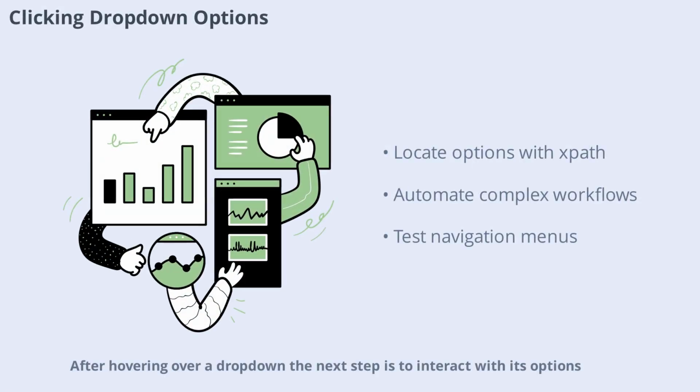After hovering over a dropdown, the next step is to interact with its options. Selenium allows you to locate the desired option using locators like xpath and then perform a click action. This sequence is common in scenarios where selecting an option triggers further actions or navigation. By chaining these actions, you can automate complex workflows that involve multiple user interactions. This method is especially useful for testing navigation menus, settings panels, or any UI component that relies on drop-down selections.